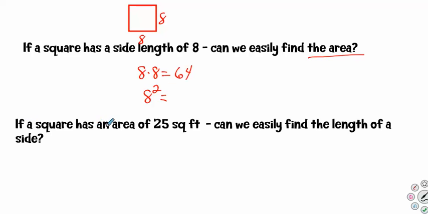If I tell you that the square has an area of 25, can we easily find the length? In this case, you want to figure out, if I know that the area is 25, that means what times what had to give me that 25. So what number times itself gives me 25? My square had to have a length of 5, because 5 times 5 gives me 25. So the length would have to be 5 feet. That does not have a power or an exponent there because it's just length.